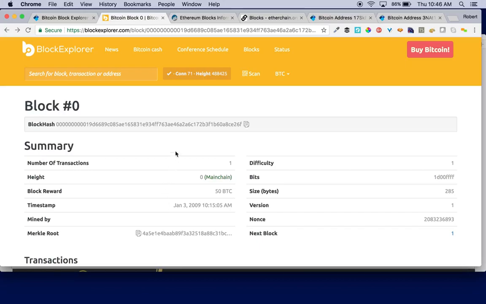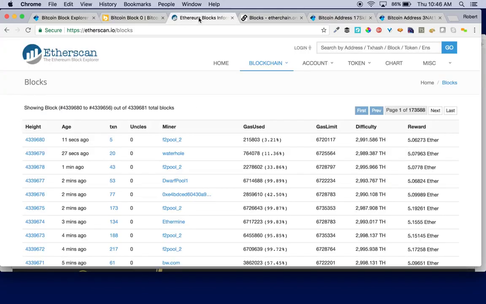Now moving on to the Ethereum blockchain, we'll look at another blockchain explorer. And this one shows you that there's approximately 5 million blocks in the Ethereum blockchain. Notice that each block is created much more quickly than in the Bitcoin blockchain.